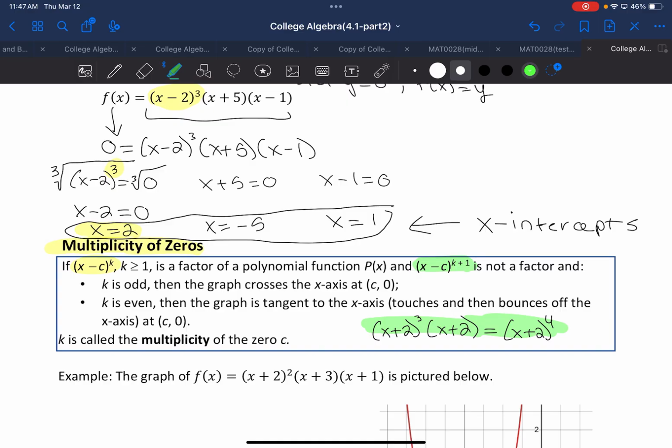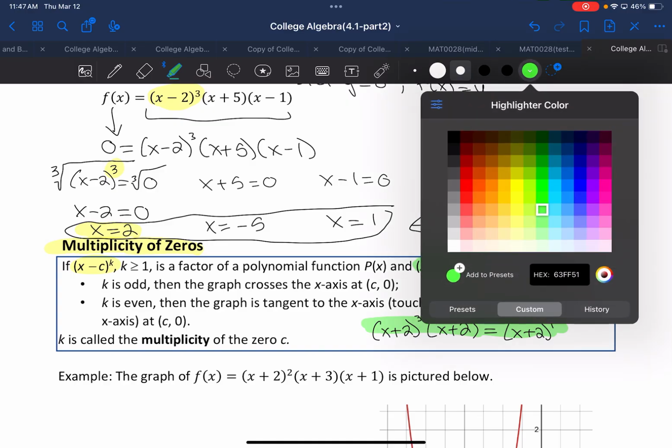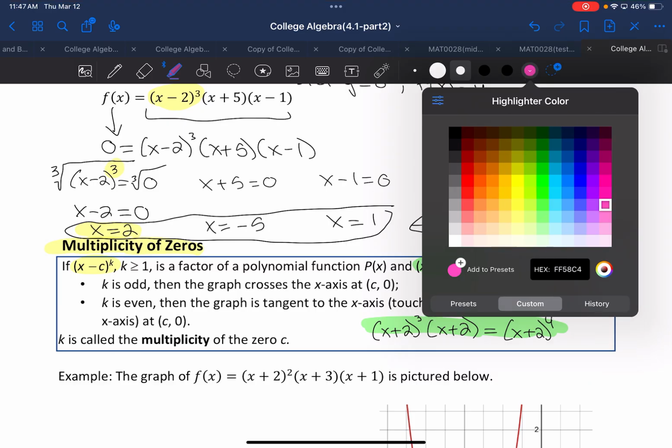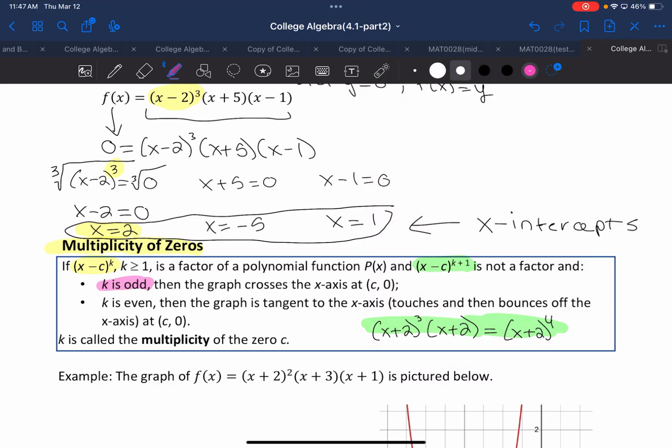So once we do combine them and we do find the highest exponent of that factor, k, if k is odd, then we know that the graph crosses the x-axis at that x-intercept, (c, 0). It actually goes through the x-axis.